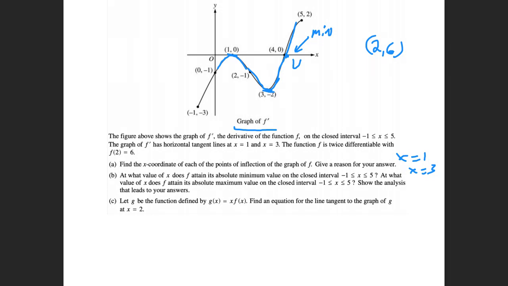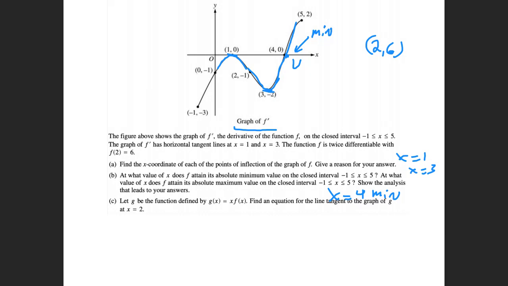All right, part B. At what values of x does f attain its absolute minimum value on the closed interval between negative 1 and 5? At what value of x does f attain its absolute maximum value on the closed interval? Show the analysis. Now, this is where you will be able to come up with the exact values in second semester. Right now, you're just going to be able to tell me where the max and min values are. We already know there's a minimum value at 4, right? X equals 4 is a minimum value because we go from decreasing to increasing.